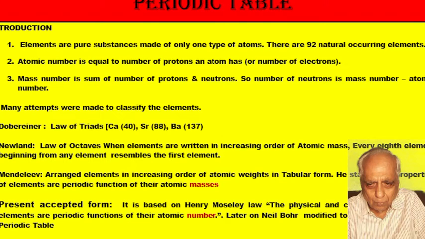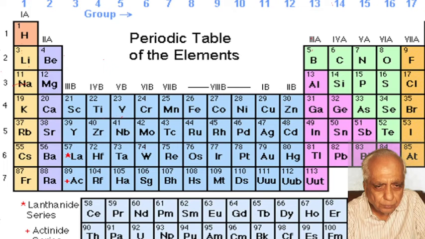Suppose I take this shape. Now from here 1, 2, you are writing these 8 elements. They are in increasing order of the atomic mass. So what he told was, if I am taking lithium, then count 8: 1, 2, 3, 4, 5, 6, 7, 8.